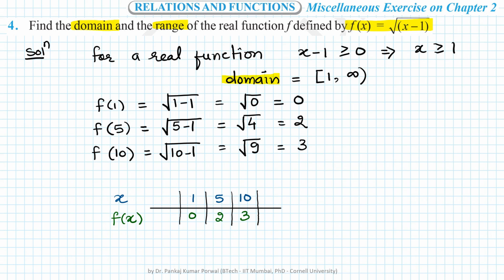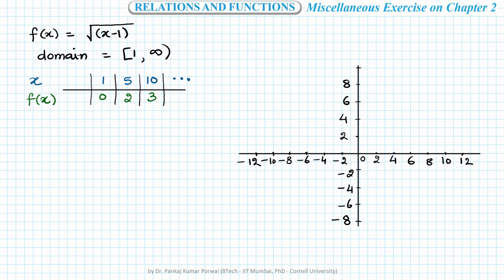So here I have made a table of values of x and f(x), and here note that the smallest point in our domain is 1. So I have taken that in my table, and because my domain extends up to infinity on the right side, I show that by putting 3 dots corresponding to values of x in my table. Now I can plot the graph of my function.